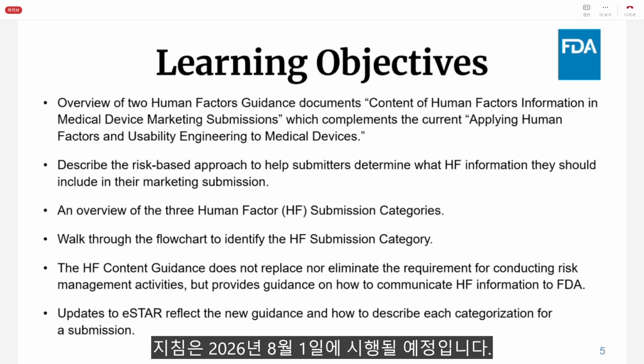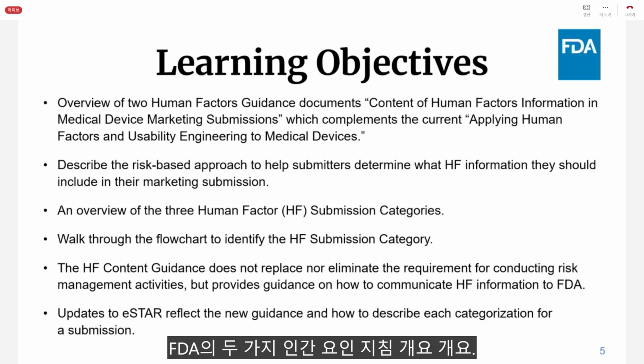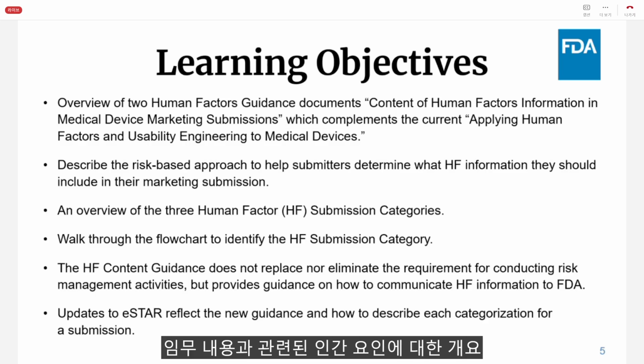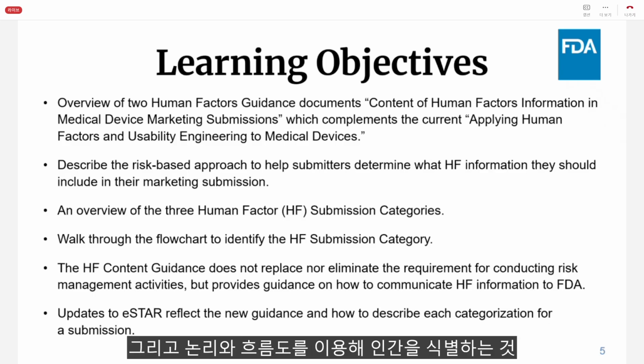In today's town hall, our primary learning objectives are an overview of FDA's 2 human factors guidance documents, a description of the risk-based approach to help submitters determine what human factors information they should include in a marketing submission, an overview of human factors related submission content and the associated human factors submission categories, and using the logic and flowchart to identify a human factors submission category 1, 2, or 3.